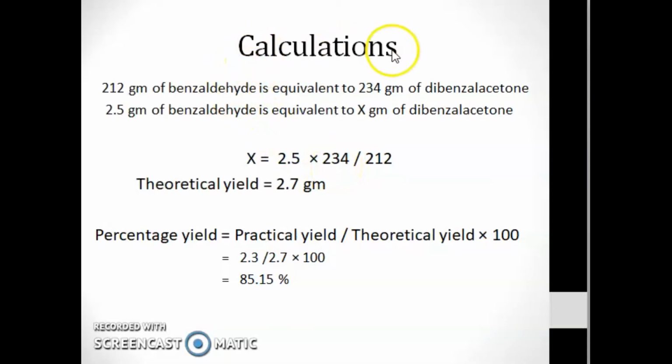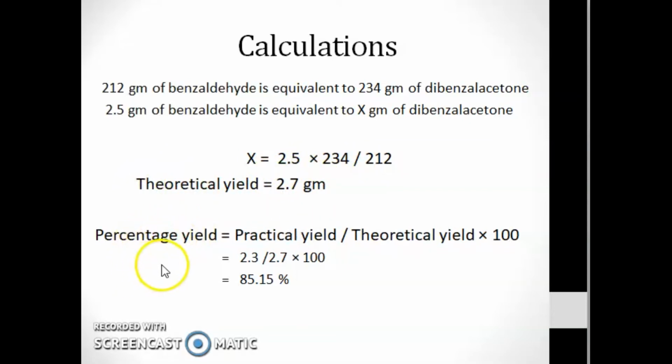Students, now we will proceed to the calculation for the synthesis of dibenzyl acetone. 212 gram of benzaldehyde is equivalent to 234 gram of dibenzyl acetone. As we have taken 2.5 gram of benzaldehyde, it is equivalent to, we will say, x gram of dibenzyl acetone, and this x will be your theoretical yield. So by simple cross multiplication, that is 2.5 into 234 divided by 212, by calculating this we get our theoretical yield as 2.7 gram.